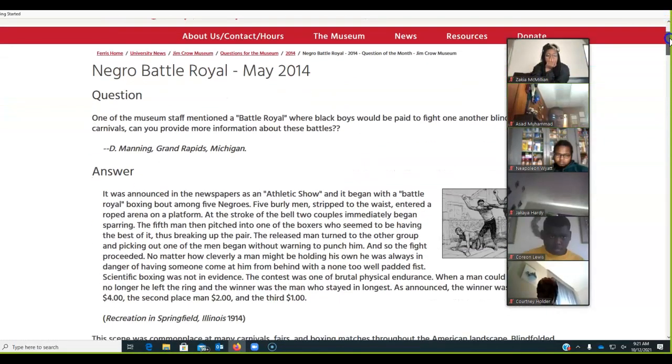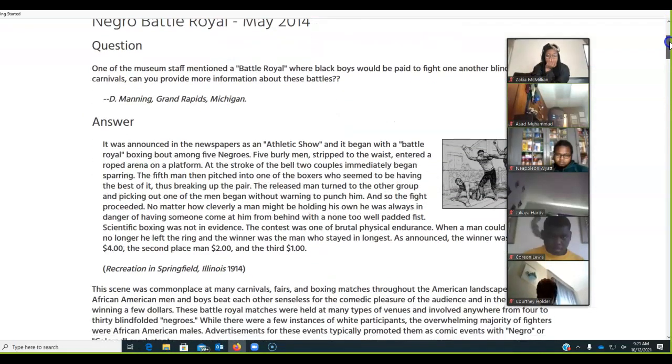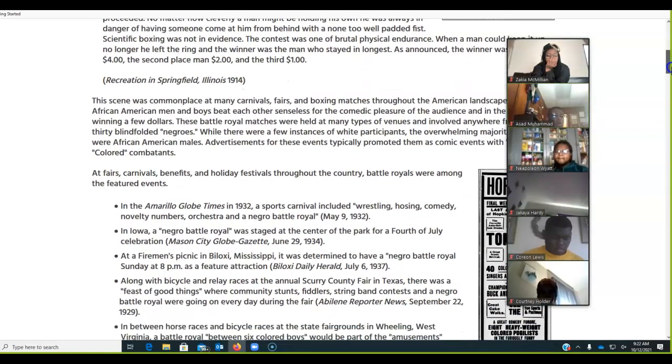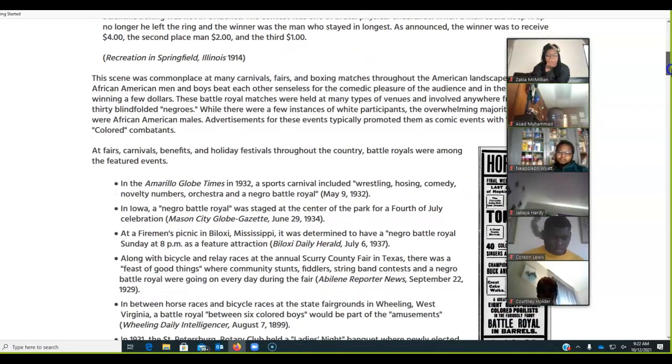It was published in May of 2014, but what happened in 1914, right? And it's describing a battle royale just like the one our character was fighting in. Oh my goodness.